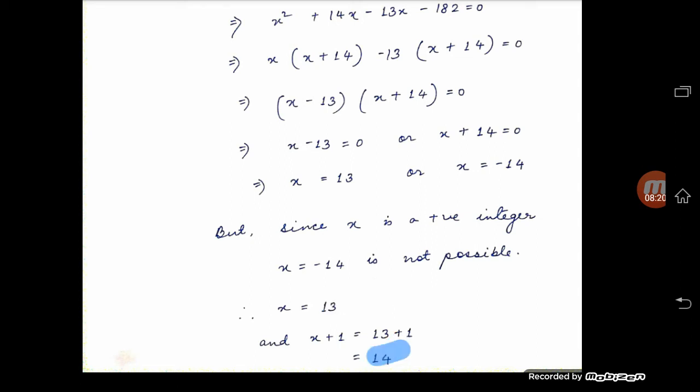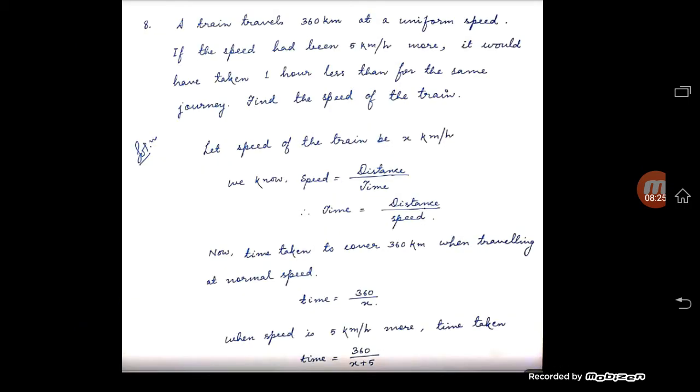So let us move to the last question of this lesson. This is a word problem and a fairly easy and very interesting one. So let us proceed. The question says a train is traveling 360 km at a uniform speed. Now, if the speed had been 5 km per hour more, it would have taken 1 hour less for the same journey. We have to find the speed of the train.